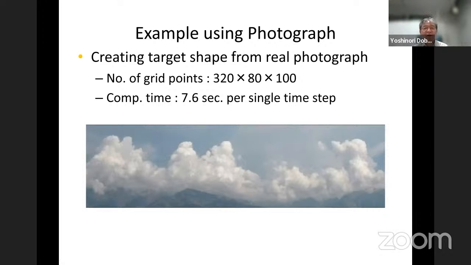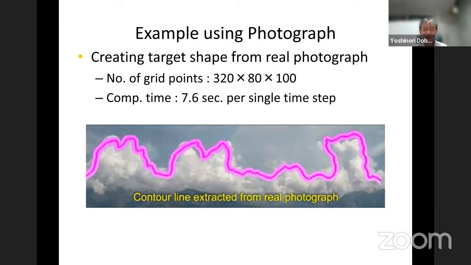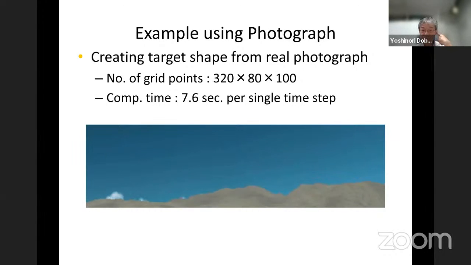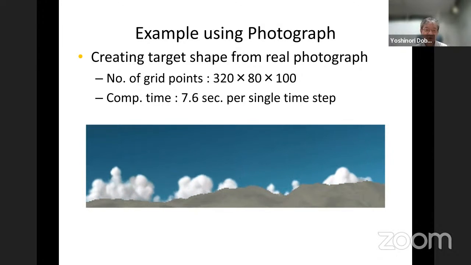Next one, in this case, we use a photograph to control the simulation. This is the photograph of real clouds, and we manually extract the contour line of these clouds and use the extracted contour line to control the simulation. This is the extracted contour line. So here is the controlled simulation.